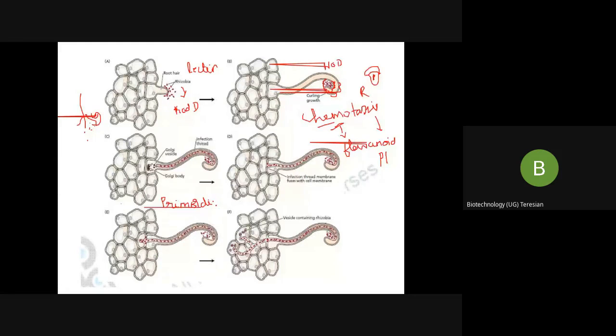N-O-D-U-L-E P-R-I-M-O-R-D-I-U-M. Nodule primordium. Who is forming the nodule primordium? It is the cortex of my root. It is undergoing de-differentiation. It will start dividing and it is going to form this nodule primordium. What we always mean by primordium is that it is the newly formed one, from which the nodules can develop. That is why it is called nodule primordium. It is the initial point of your nodule formation.